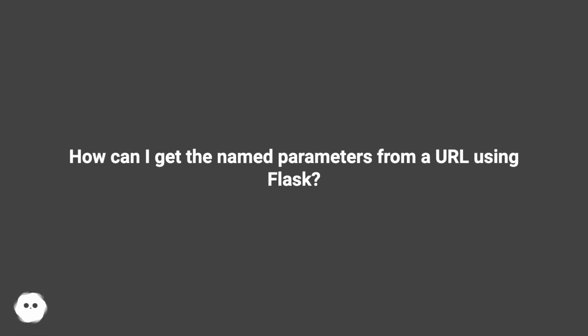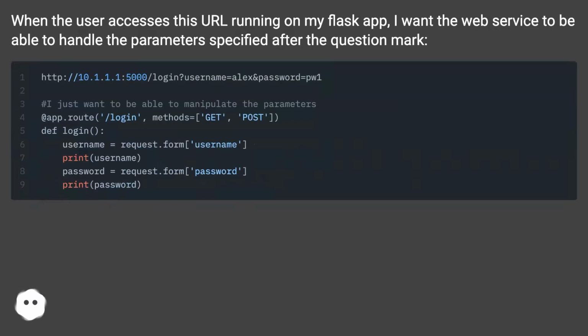How can I get the name parameters from a URL using Flask? When the user accesses this URL running on my Flask app, I want the web service to be able to handle the parameters specified after the question mark.